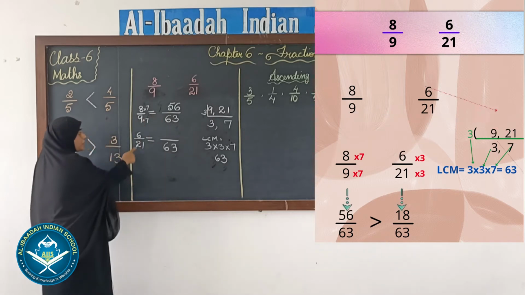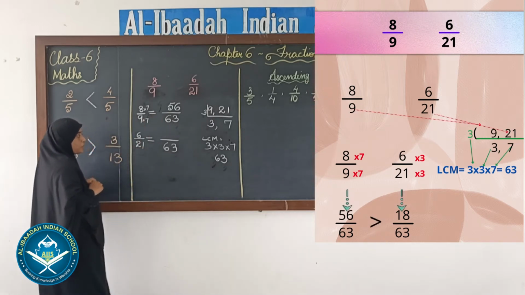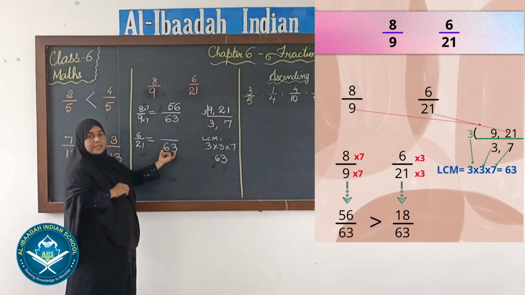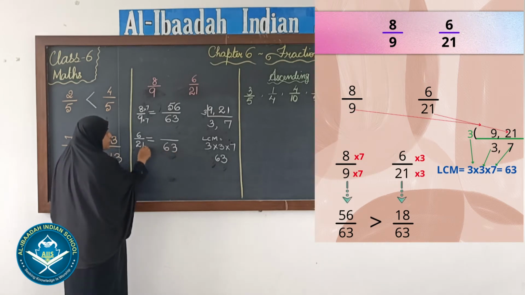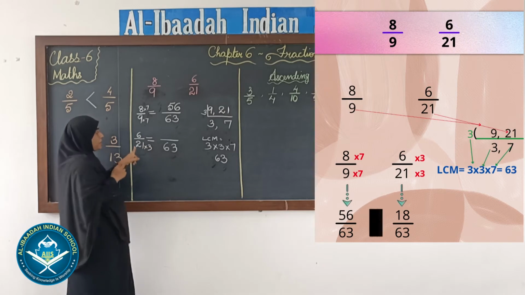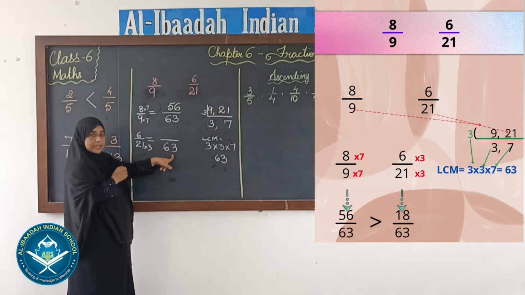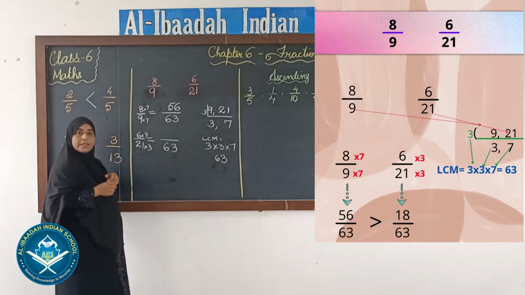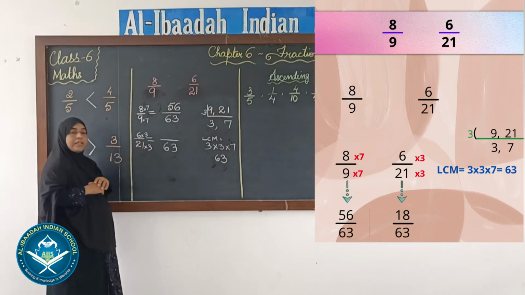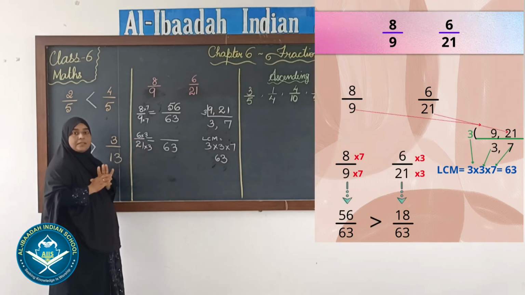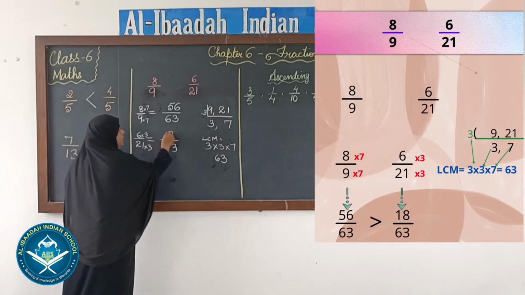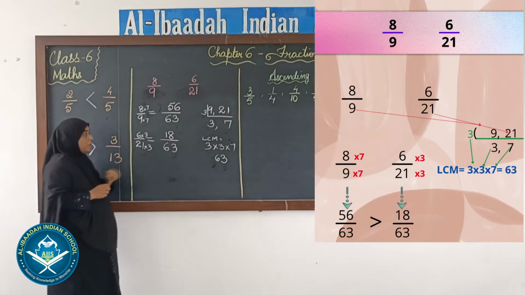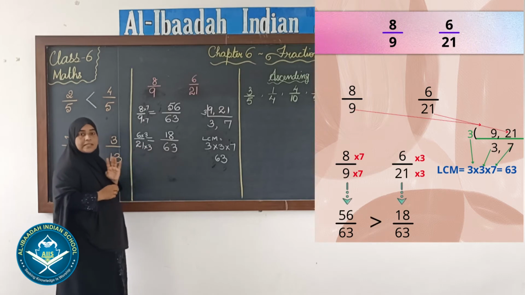Next, now 21. What will we multiply with 21 so that we get 63 as the answer? So 21 into 3. When we multiply 21 with 3, we will get 63 as the answer. If we are multiplying the denominator, we have to multiply the numerator also with the same number. Numerator and denominator we have multiplied with the same number, that is 3. 6 3s are 18. So we have got a fraction which is equal to 6 by 21 and where the denominator is 63.